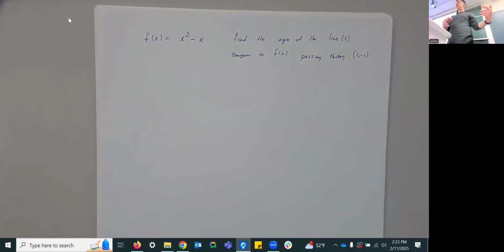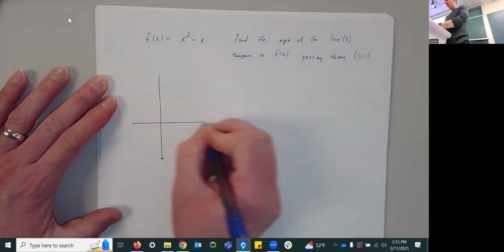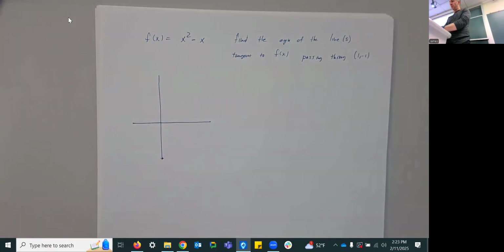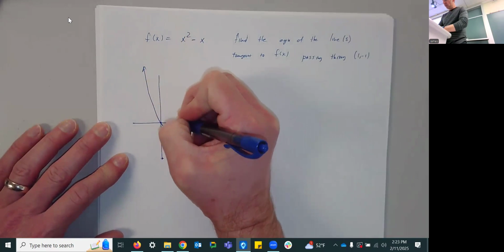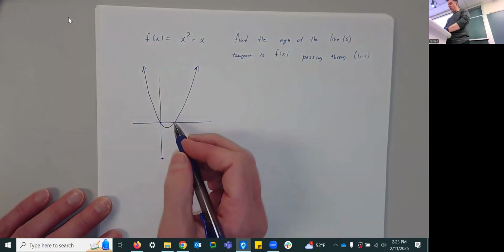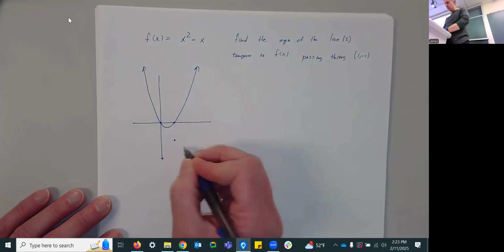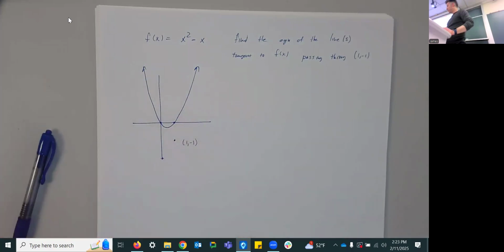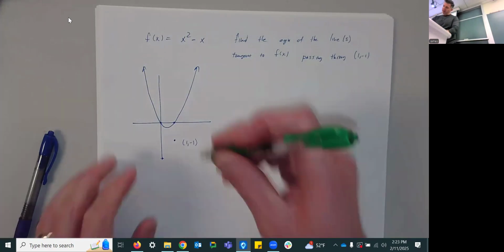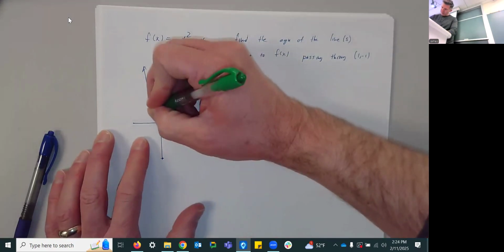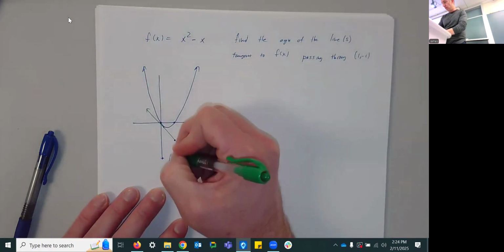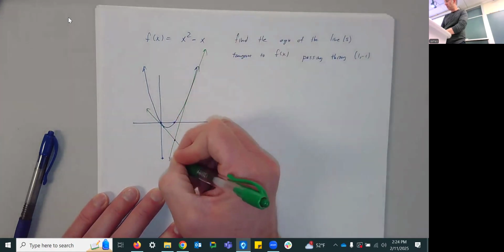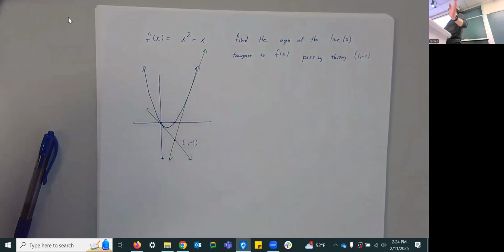Not that you have to draw a picture here, but I'm just going to draw a picture to help me see what's happening. So my parabola is x squared minus x. It's got intercepts at 0 and +1. It looks vaguely like this. And then I'm looking at the point 1, -1, which is down here. So I'm looking for some line, and maybe I'm just going to draw it kind of guessing, that passes that point. But maybe it's actually this line. Maybe there's two lines. We'll find them, whether or not there's one or two of them.